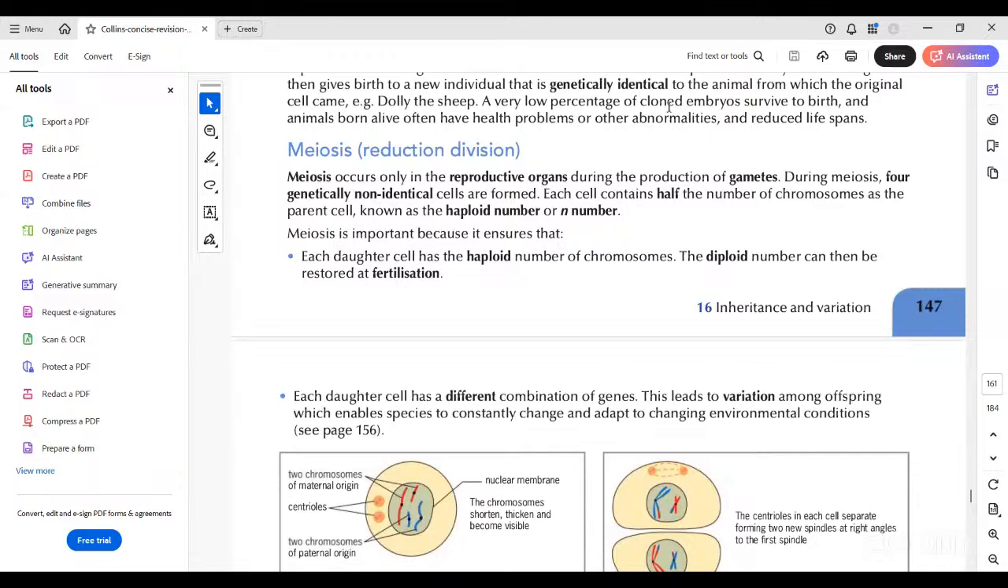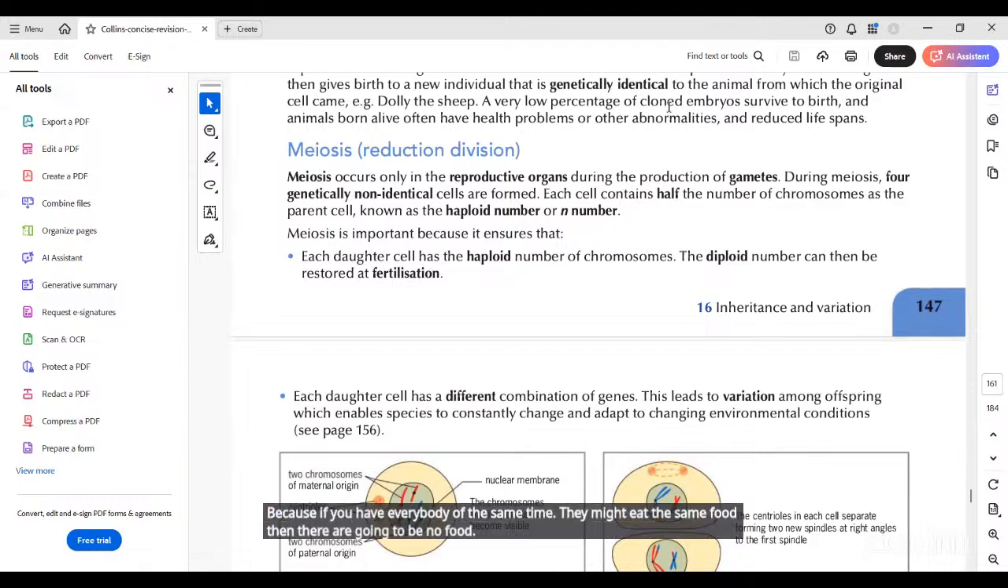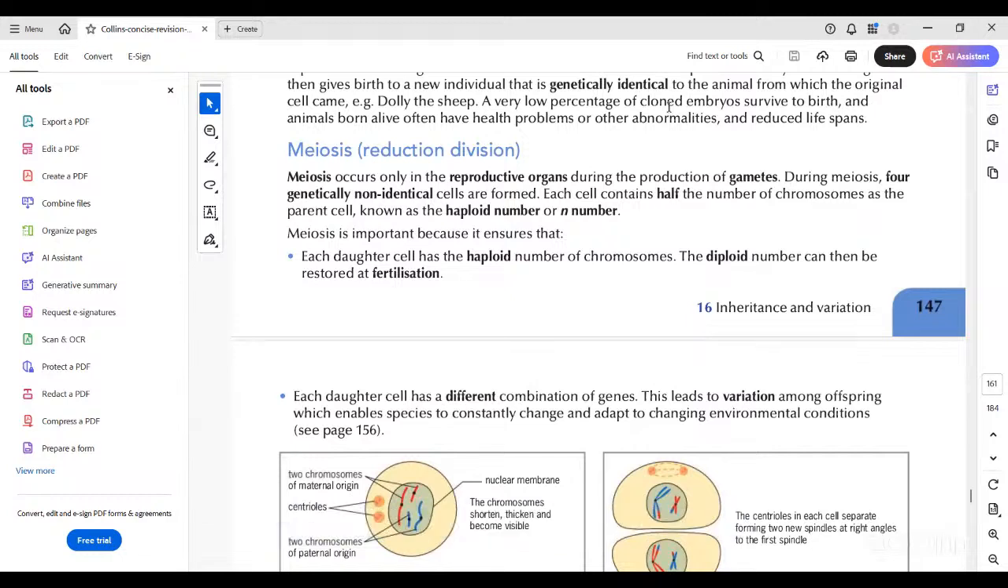All right. So in the interest of time, we'll say that variation is important to prevent starvation. And why does genetic variation prevent starvation? Because if you have everybody of the same type, they might eat the same food, then there are going to be no food.